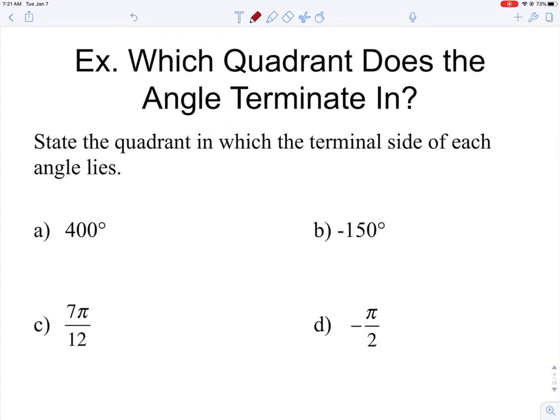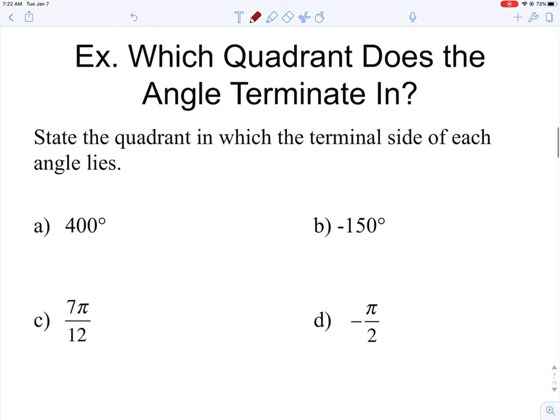So it's going to help us to have an awareness of what angles would look like or where they would terminate in the xy plane. We know that 360 degrees is a full rotation, which is equivalent in radians to 2 pi. Half a rotation is 180 degrees or pi in radians. Quarter rotation is pi over 2 or 90 degrees.